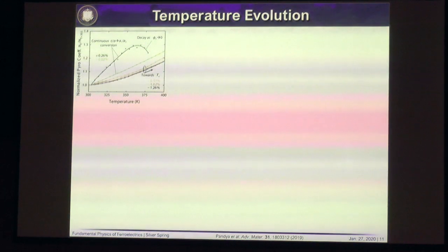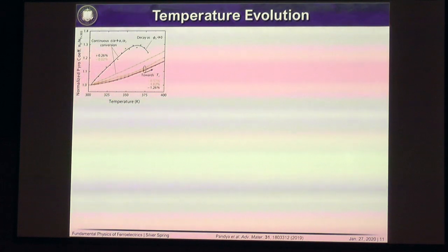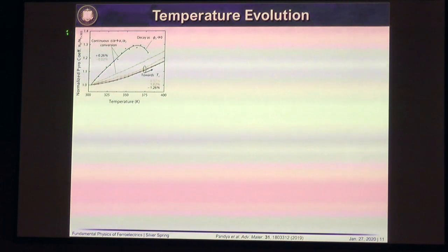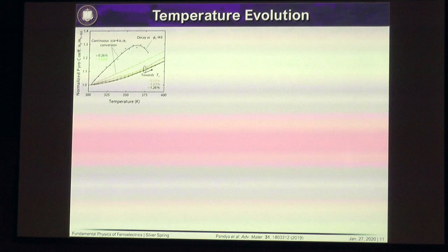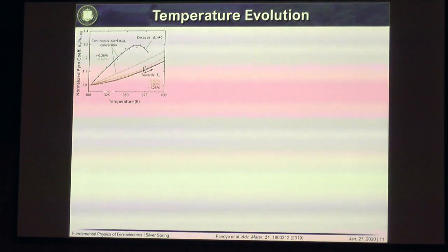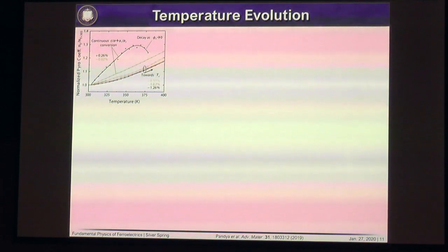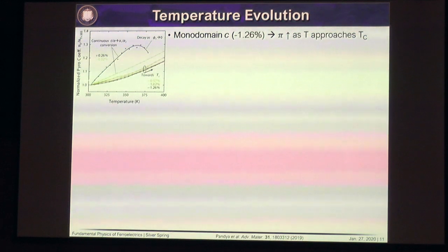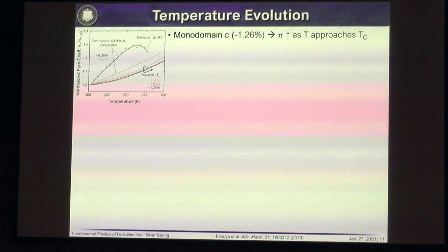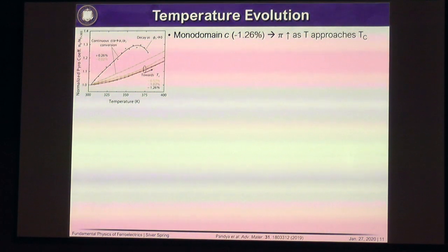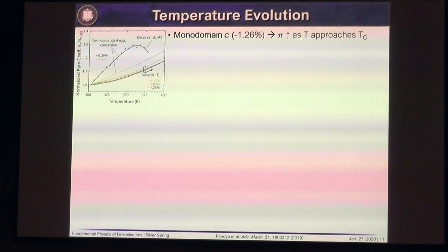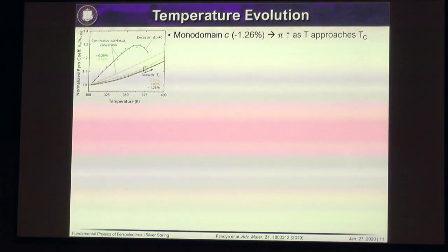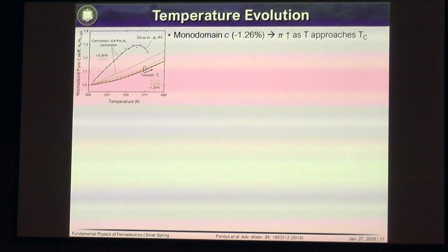We can see this show up a little bit more clearly, perhaps, if we look at the normalized pyroelectric coefficient. This is normalized to the room temperature response of these materials, and we look at it as a function of temperature. So if we start here, this dark curve at the bottom is the monodomain sample, and we see that the pyroelectric coefficient goes up as the temperature goes up and approaches Tc. This is what we would classically expect to happen in the system.